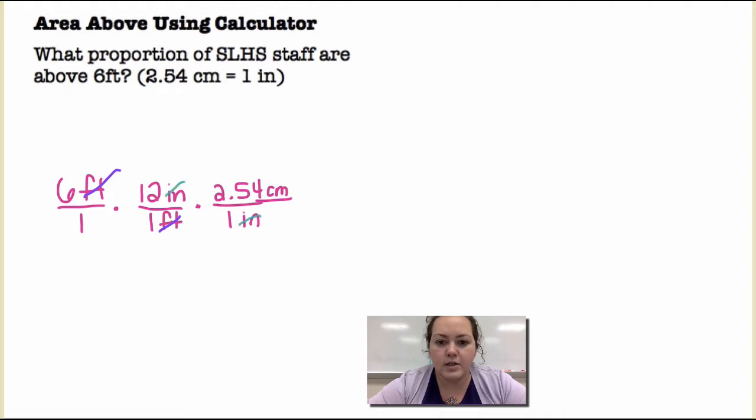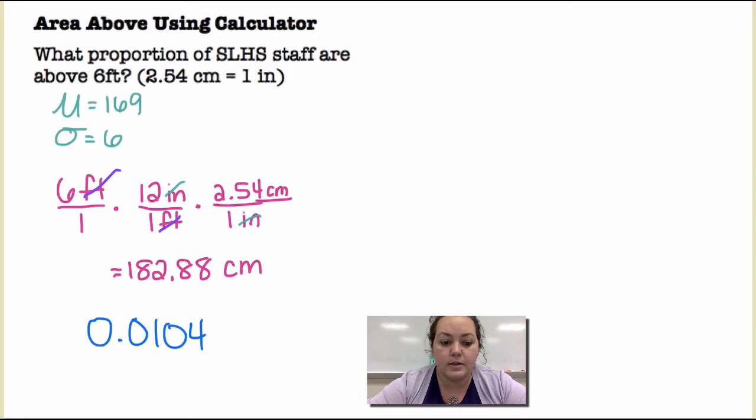We're going to cancel out conversions. You've probably done it this way in science. 182.88 centimeters is what we get; 6 foot is equivalent to 182.88 centimeters. We knew that our mean was 169, our standard deviation was 6, and when we do this in the calculator, we end up with 0.0104.